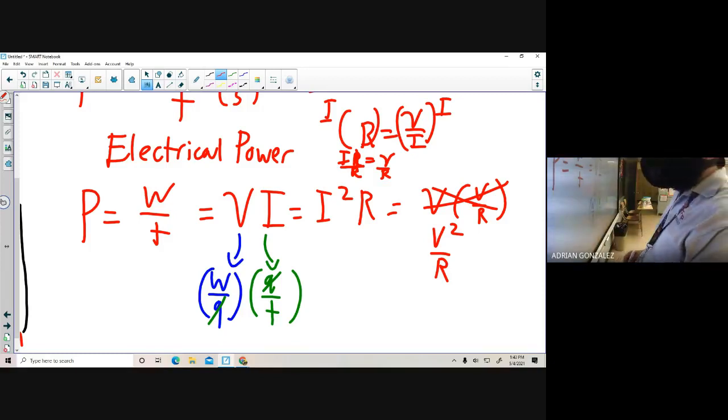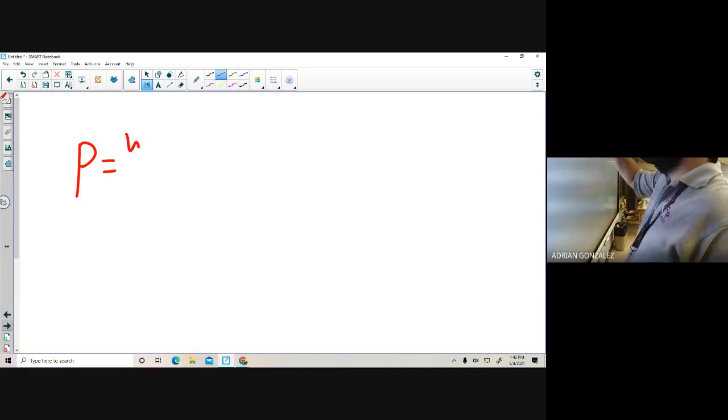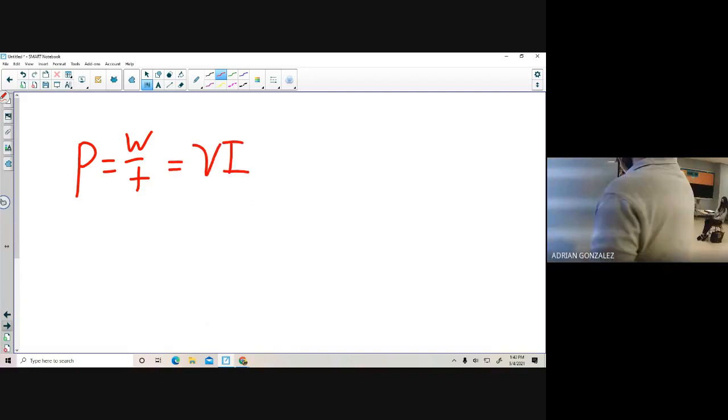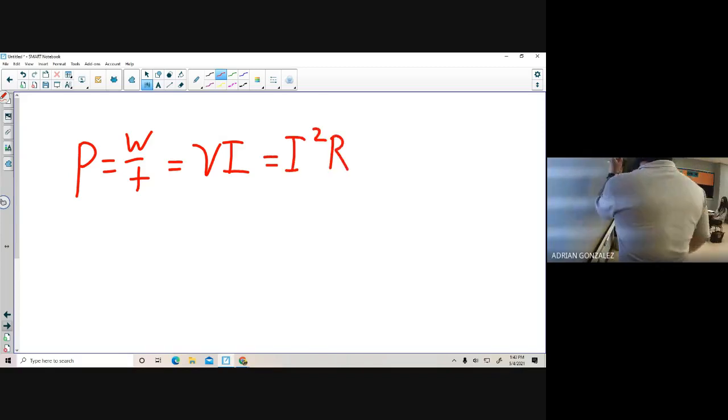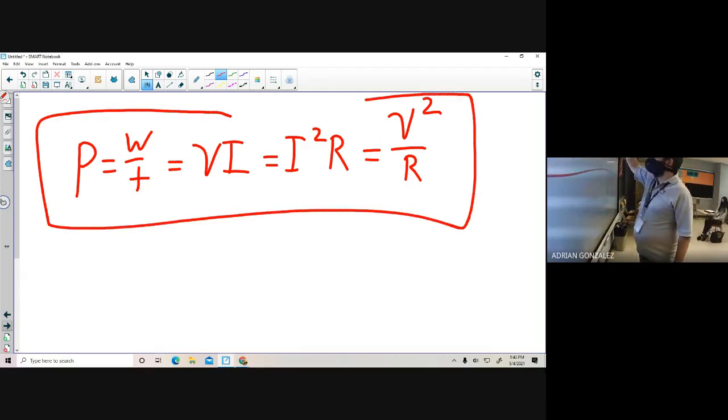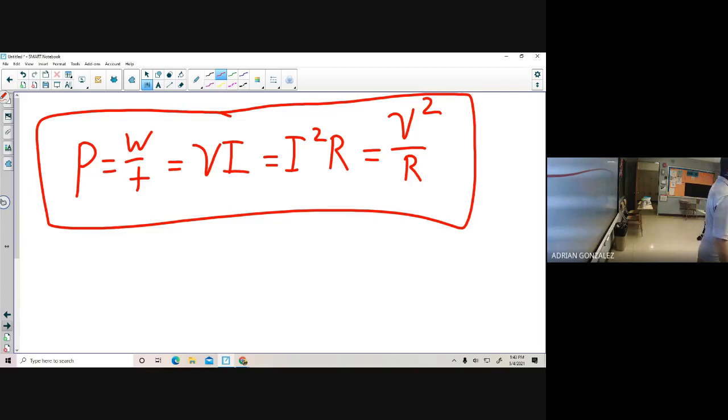So all of these formulas, we'll rewrite them. P equals work over time. If they give you work and time, boom, use that one. If they give you voltage and current, you use that one. If they give you current and resistance, you use that one. And if they give you voltage and resistance, you can use that one. All of these formulas will give you the same result. They all equal P. Now, it looks like a whole bunch of formulas, but are you going to use all of them at the same time? No, you're just going to use the one that fits the situation you're in. Does that make sense?